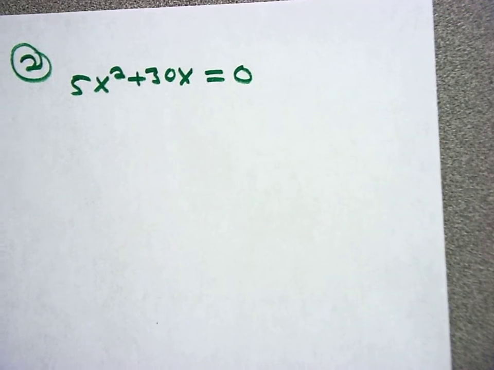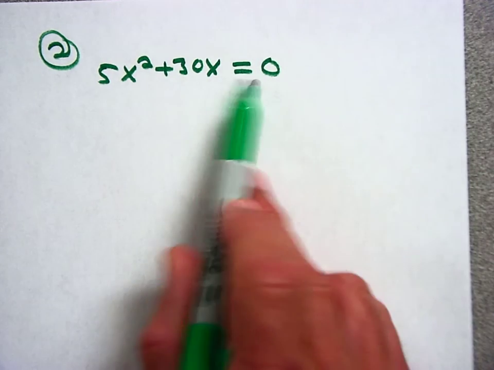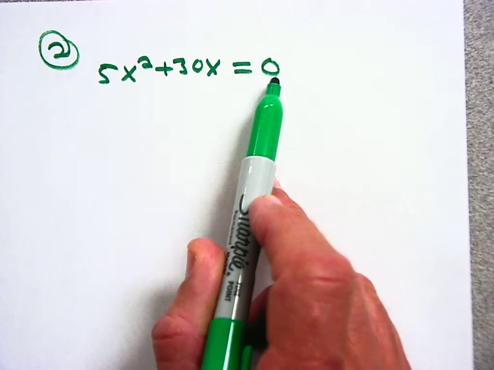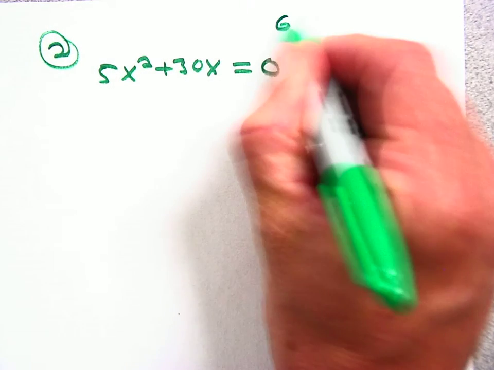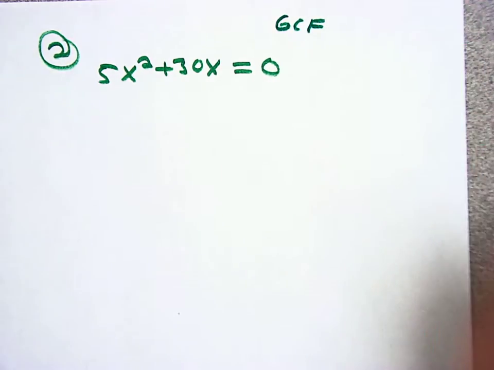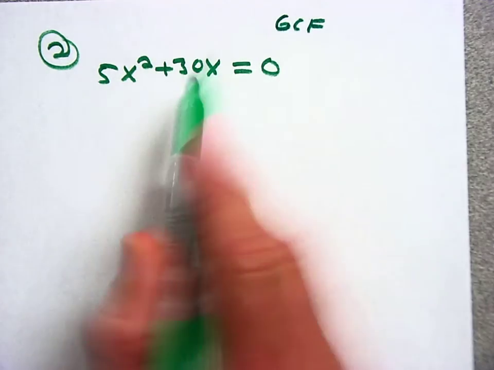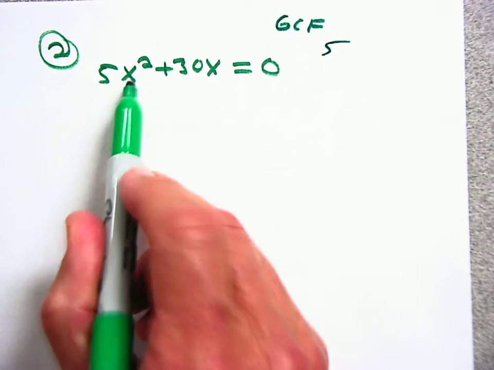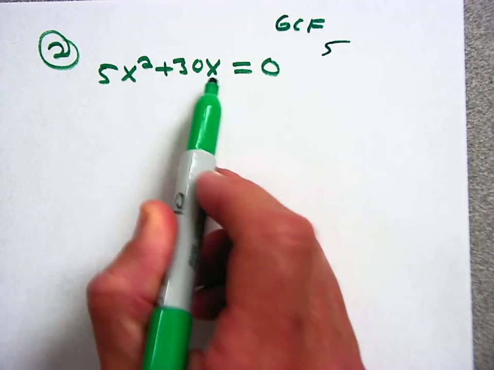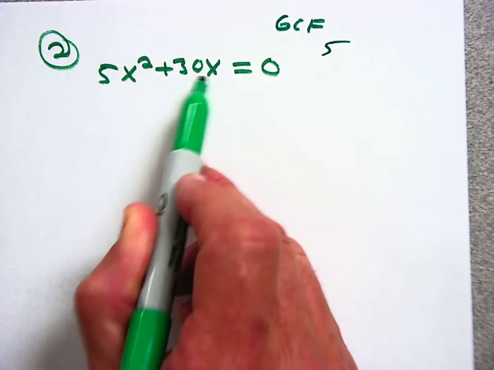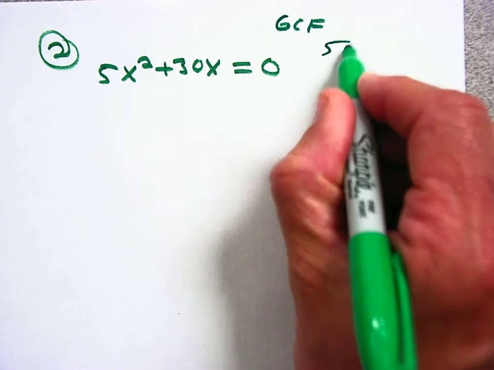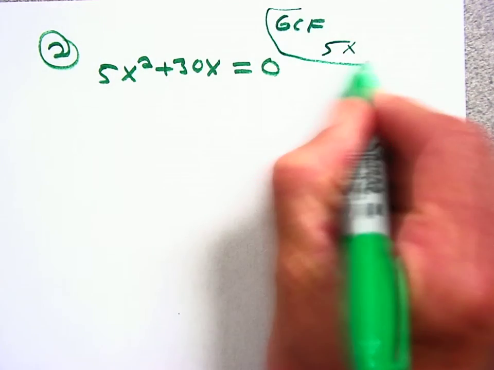Not a trinomial, I see. It's already set equal to 0 though. Cool, I like that. Oh, we haven't had a GCF in a while. This one's got a GCF. 5 can go into 5, 5 can go into 30. x squared is x times x, and this is x. What's the most that both of them have? They both have at least 1.